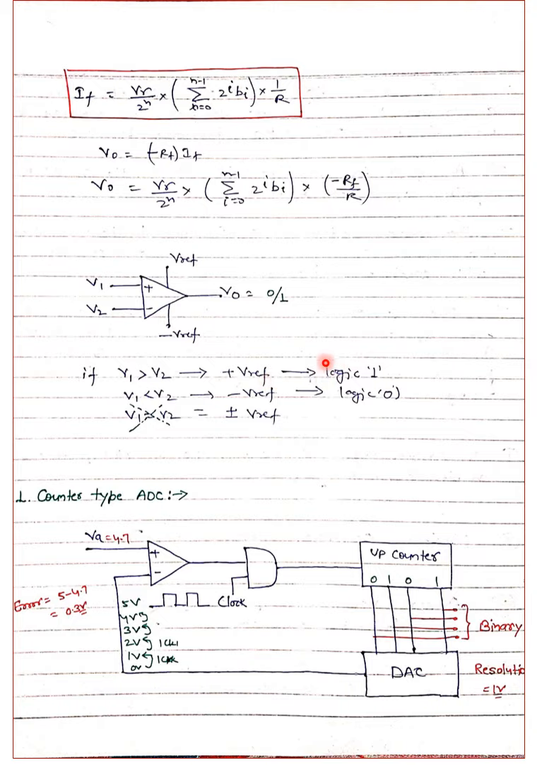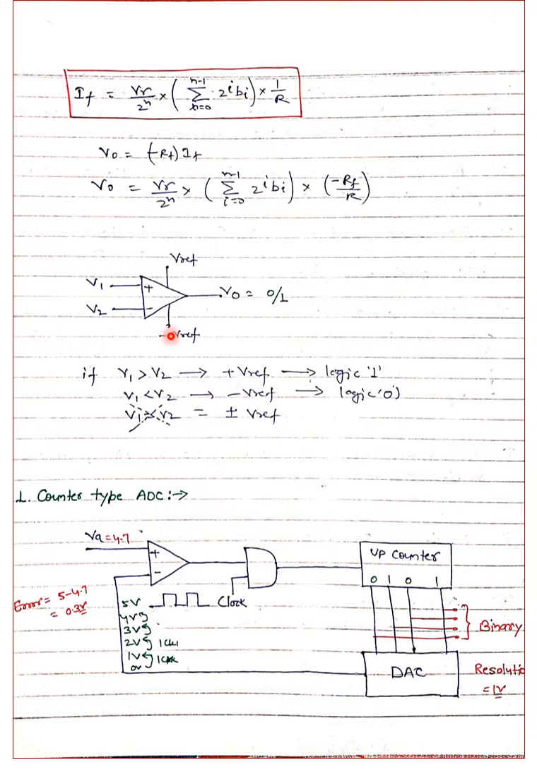Similarly, when V1 is less than V2, or the non-inverting terminal voltage is less than the inverting terminal voltage, or the final differential input is negative, then the output is negative V reference, or minus V reference, also known as logic 0. And if the inputs V1 and V2 are equal, V1 equal to V2, then the differential input voltage is 0.